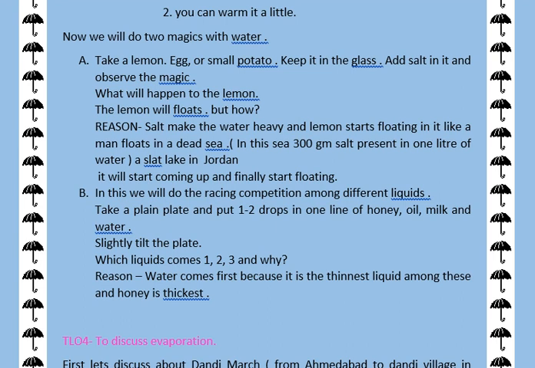Now let's do two magics with water. Take a lemon, egg or small potato, keep it in a glass, add salt to it and observe the magic. What will happen to the lemon? The lemon will float. But how? The reason is that the salt makes the water heavy and the lemon starts floating in it like a man floats in the Dead Sea. The Dead Sea is a salt lake in Jordan and it has about 300 grams of salt present in 1 liter of water.